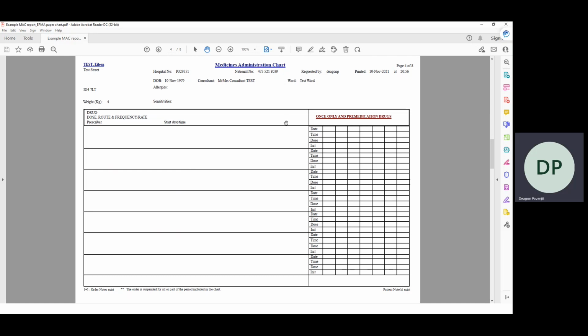There is a once only and pre-medication drug section, typically stats. If the prescriber during downtime needs to prescribe a stat, they would do that here and communicate to the nursing staff in order to administer.